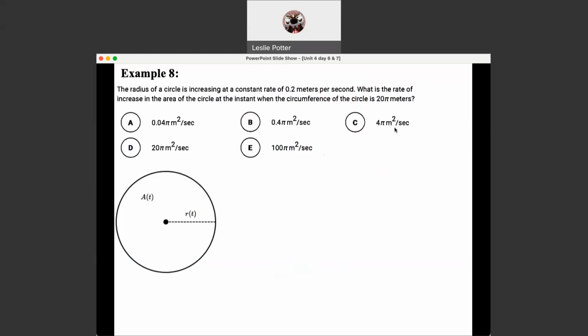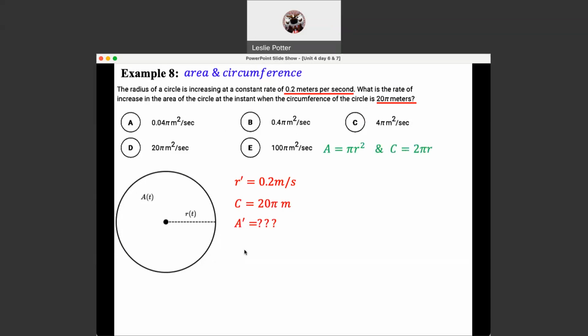Okay, if you're tuning back in, I'm assuming you've tried it and have an answer that you think is correct. Like I said, we're combining area and circumference. We have a radius increasing at 0.2 meters per second, so that's r prime. And the question says, what is the rate of increase of the area of the circle at the instance when circumference is 20 pi meters? So we know C is 20 pi, and we want to find A prime. So we need to relate A prime and C, which we don't have an equation for. But we know A is pi r squared, and we know circumference is 2 pi r.